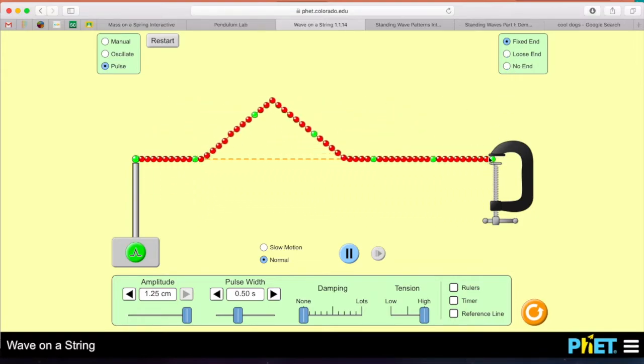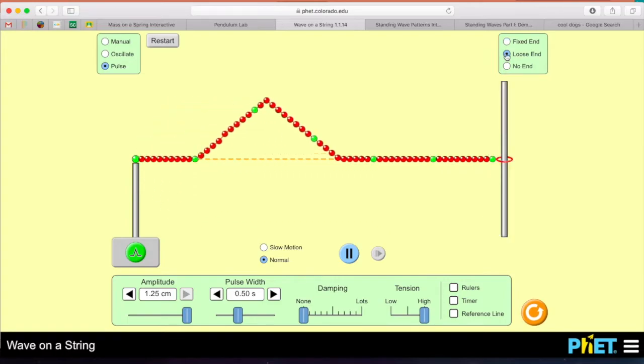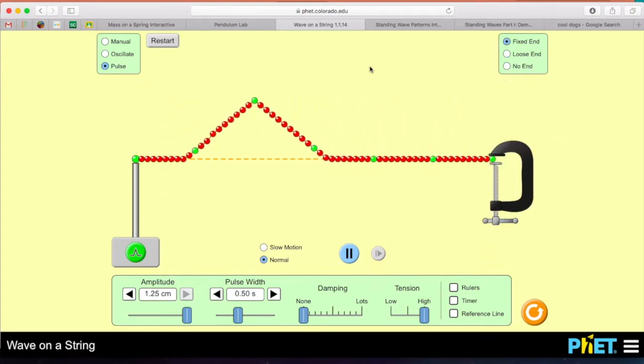What happens if I make this end loose instead? Oh, did you see the difference? If this end is loose, if it's free to do what it wishes, instead of getting clamped in place, then the wave energy gets reflected back on the same side. Loose-ended mediums, loose-ended strings, the wave gets reflected back on the same side. A fixed end inverts it. It gets reflected back on the opposite side. I think that's kind of cool. That's reflection. That's the simplest one.